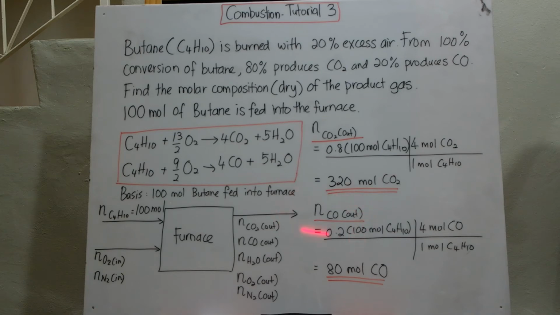For CO out, we know 20% of that conversion produces CO. So we know 0.2 times 100 mole of butane times the ratio of CO produced to mole of butane fed. So we obtain 80 mole of CO being produced as a side product in this process.